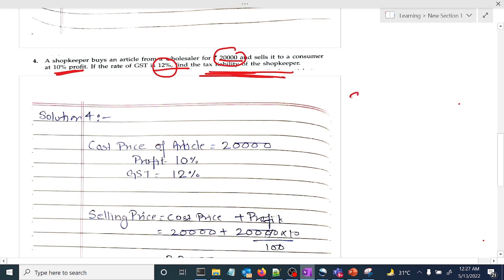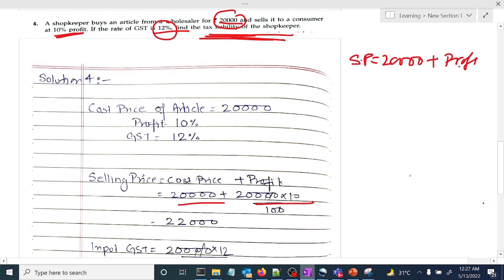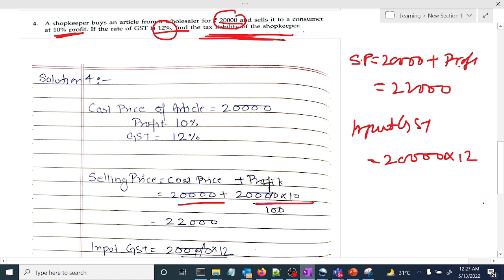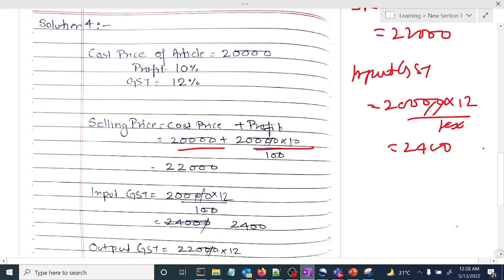So selling price is how much? 20,000 plus profit. That is 20,000 and 2,000 rupees. So selling price is 22,000 rupees. Now the input GST, what the shopkeeper is paying to the wholesaler as GST. Input GST will be on the cost price, right? That is 2,400 rupees. Then you have output GST.